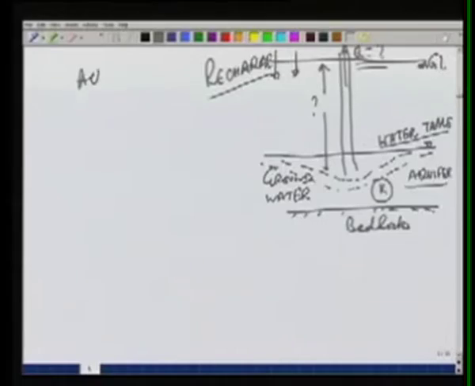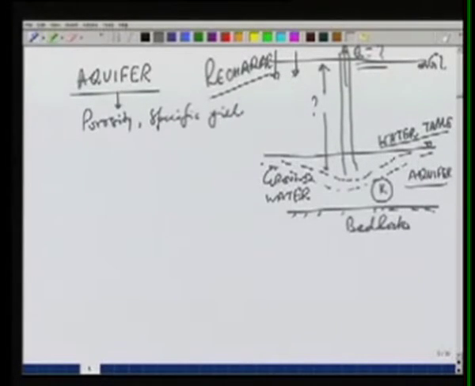So aquifer description can be thought of in terms of its porosity, specific yield, hydraulic conductivity or permeability. These are some important parameters of the aquifer.